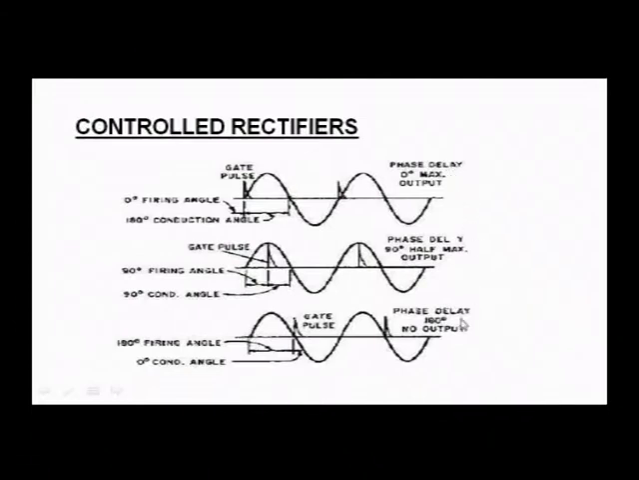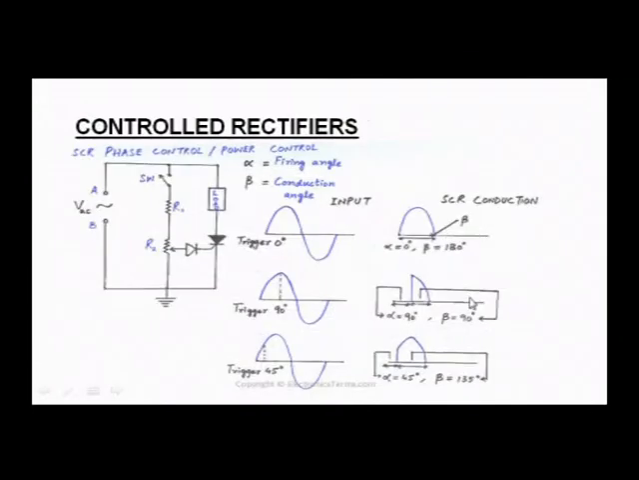So, that is what is called controlled DC output, and controlled rectifiers are going to convert a constant AC input into a controlled DC output. I hope you understood what that principle is all about. Okay. The next slide also I have just shown a circuit, a simple circuit.